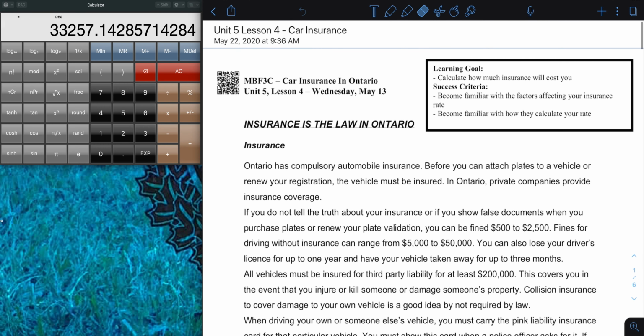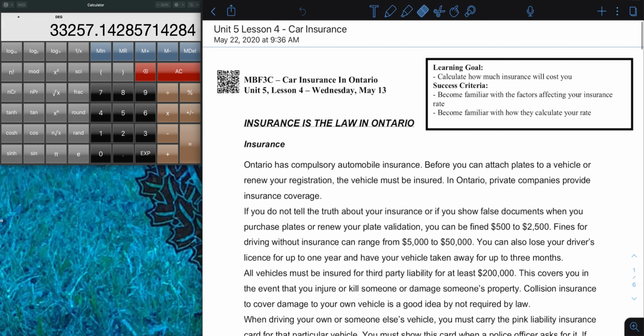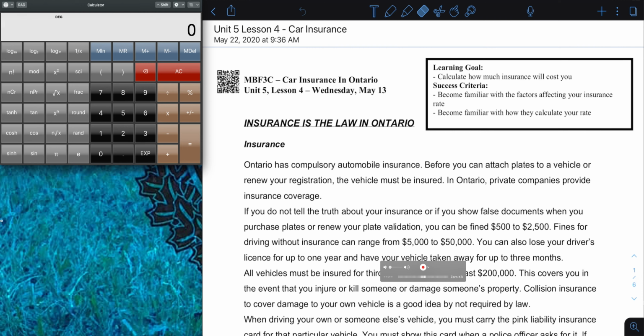Okay. So today hopefully you're going to be able to calculate how much insurance will cost you, right? And become familiar with the factors affecting your insurance rate, and become familiar with how they calculate your rate. Okay, those are your success criteria for your learning goal today. Just so you know how much something's going to cost you, or how much the insurance is going to cost you, maybe what the factors are. Okay, so let's just scroll down here for a second, take a look.